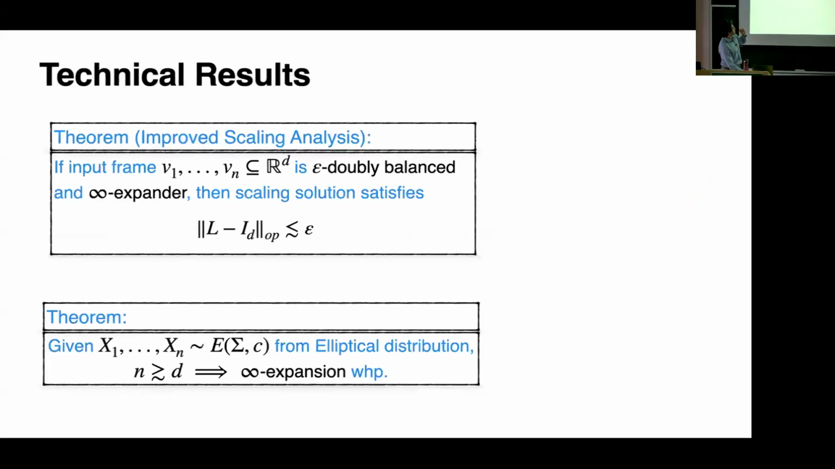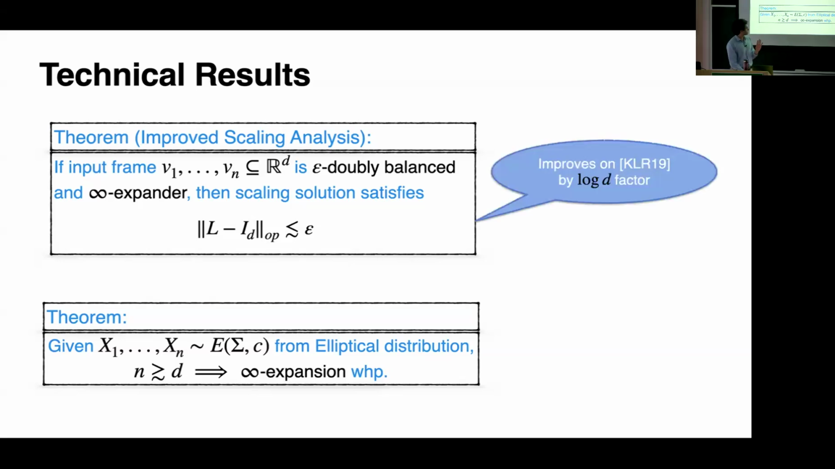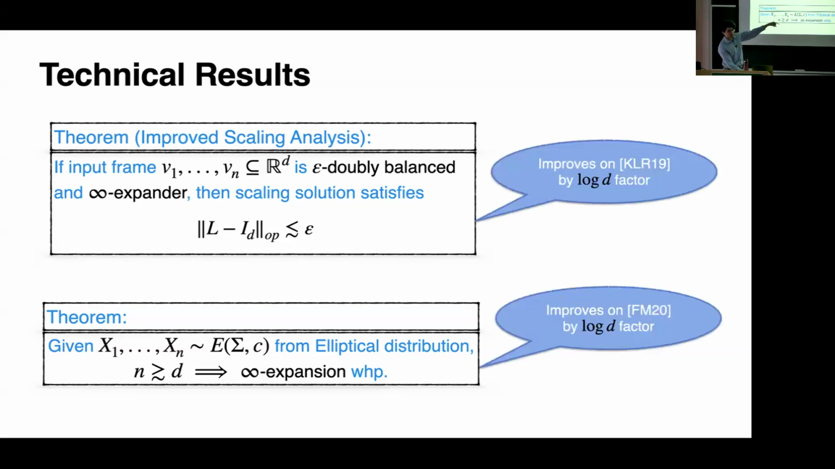And so let me just flash the two technical results, which I think are of independent interest. We give a new analysis of scaling under this operator norm analog of strong convexity, which gives even tighter bounds on the scaling solution, which we can then use to analyze Tyler's M-Estimator. And we show that the elliptical distribution instances are not only strongly convex, but have this stronger notion of strong convexity, known as infinity expansion. And this is all at the optimal sample threshold. Cool. So this is where we gain our log factors.